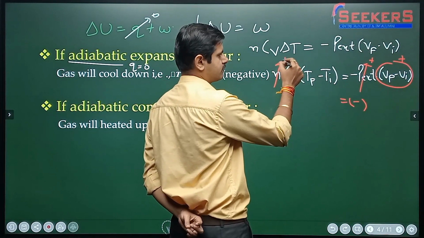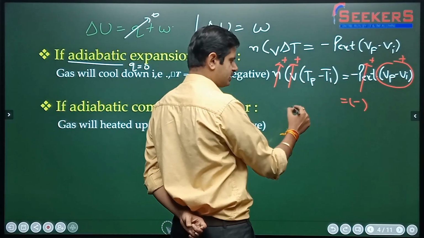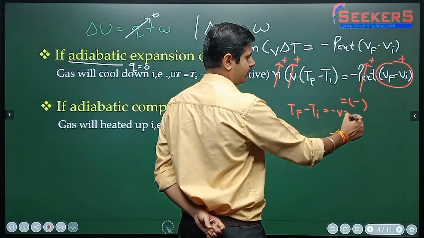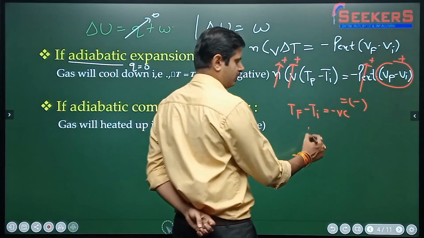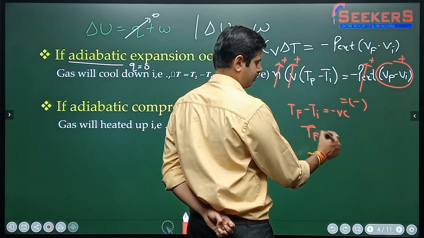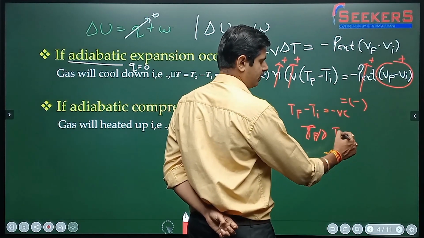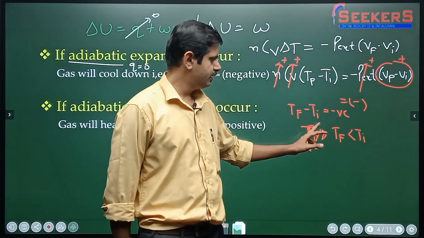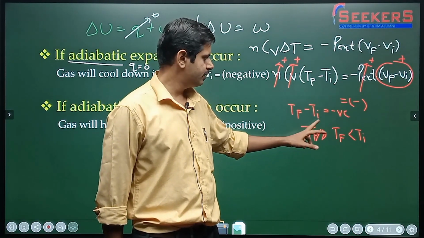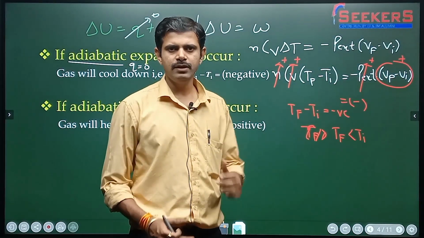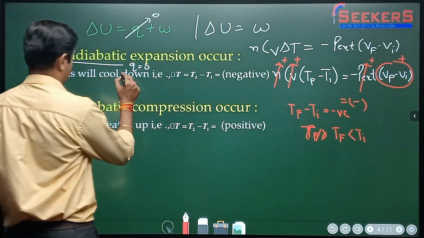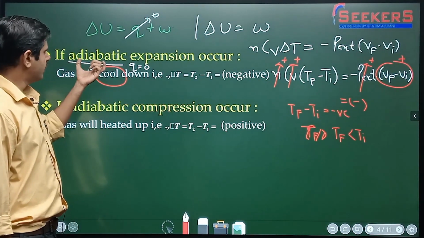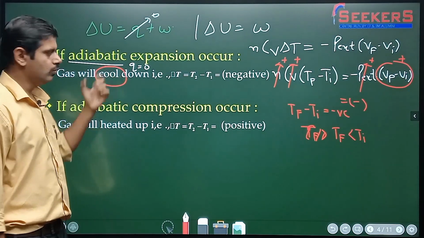Here n is positive, Cv is positive. It means T final minus T initial will be negative. Here T final will be less than T initial. It means my system has been cooled down. That is what they have told here, cooling. So whenever adiabatic expansion occurs, cooling of a system will happen.